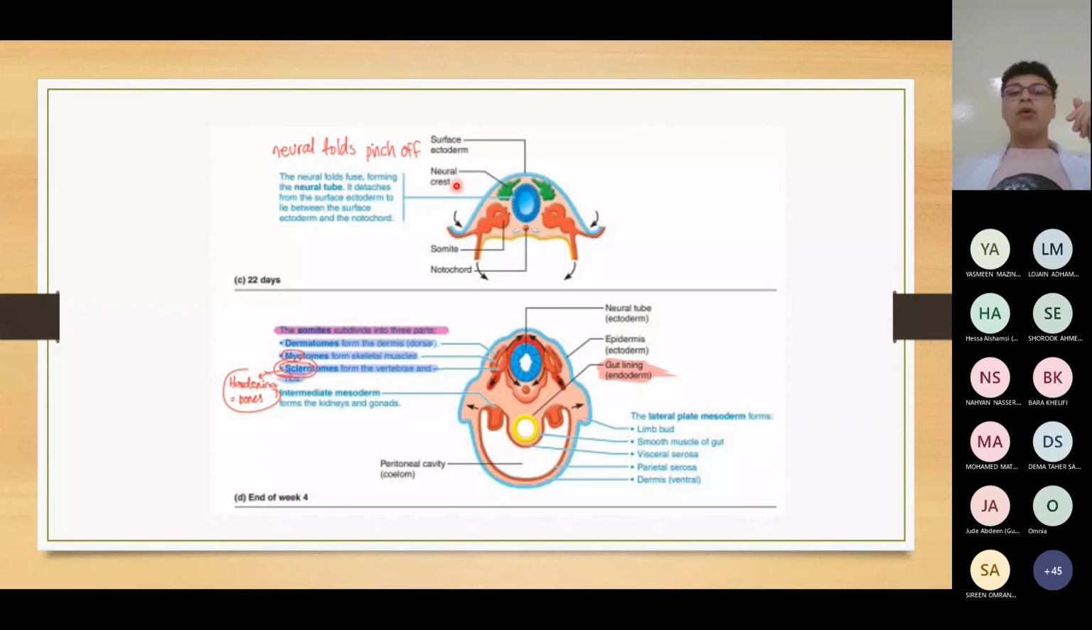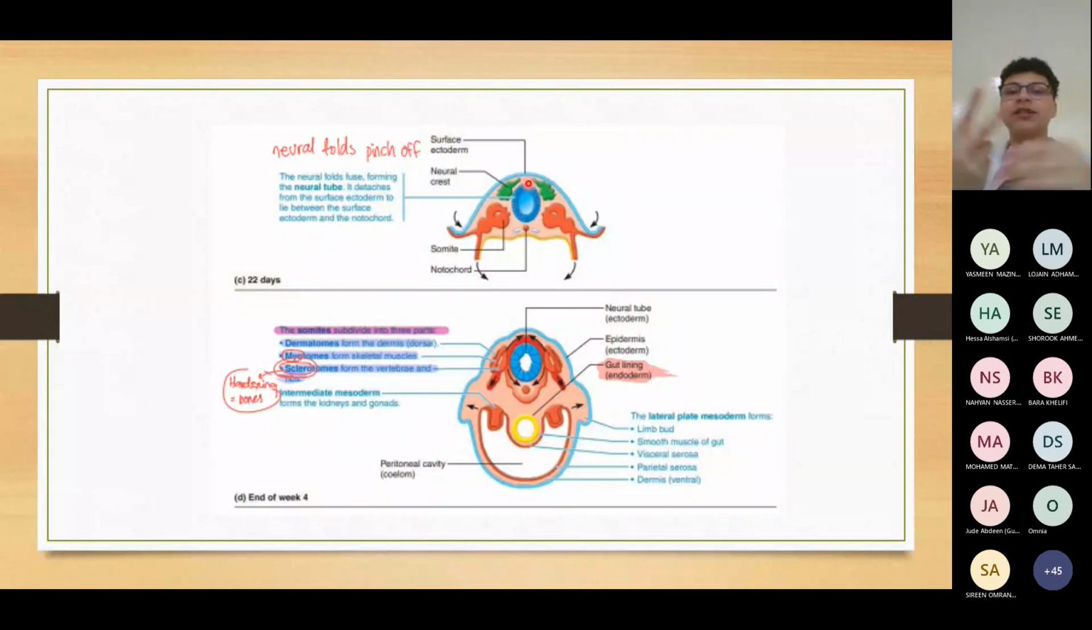Okay, so that's it for the neurulation and the formation of the neural tube. Did everyone get what we mean by neurulation? Do you want me to repeat any point you didn't understand? So yes, please. Is the neural tube forming the brain and nervous system? No, it's going to form the brain and the spinal cord. Okay, the central nervous system.